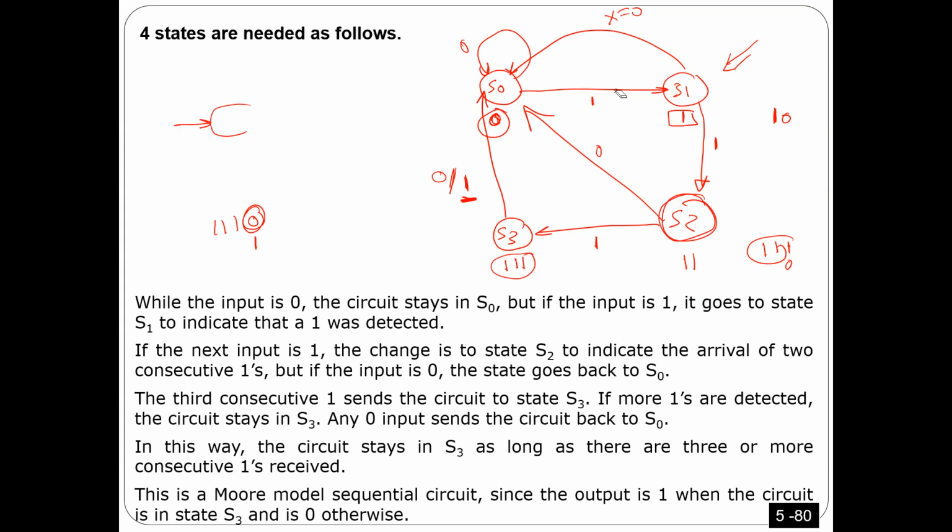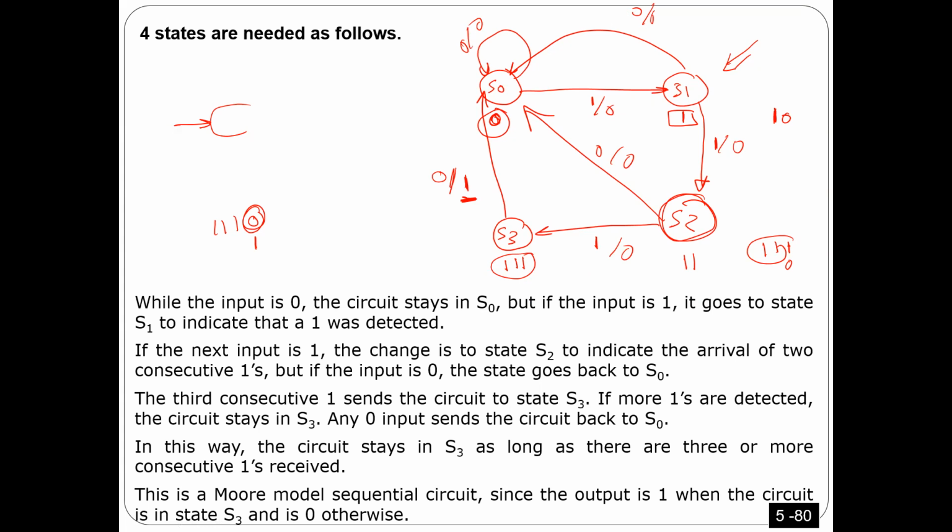Everywhere else the output is 0, because I did not detect the sequence yet. Here the output is 0. Here the output is 0. Here the output is 0. The only way to get output of 1 is if I'm in this state.